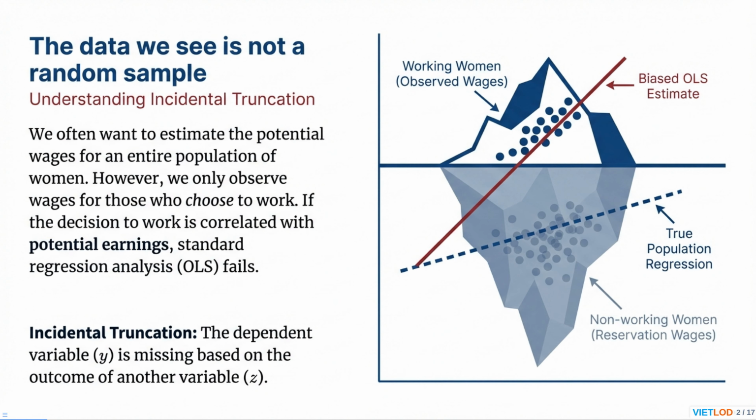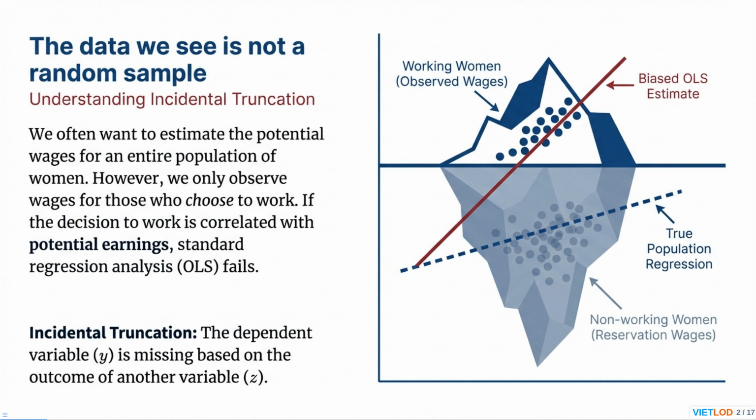The core issue we're addressing is that the data we observe is often not a random sample of the population we actually want to study. This phenomenon is known as incidental truncation. It occurs when our dependent variable, let's call it y, is missing for certain observations because of the outcome of another related variable, z. A classic illustration of this is when we try to estimate the potential wages for all women. We can only observe wages for those women who actively choose to work.